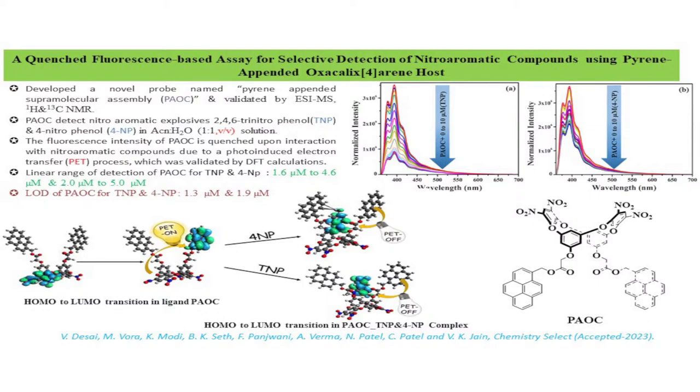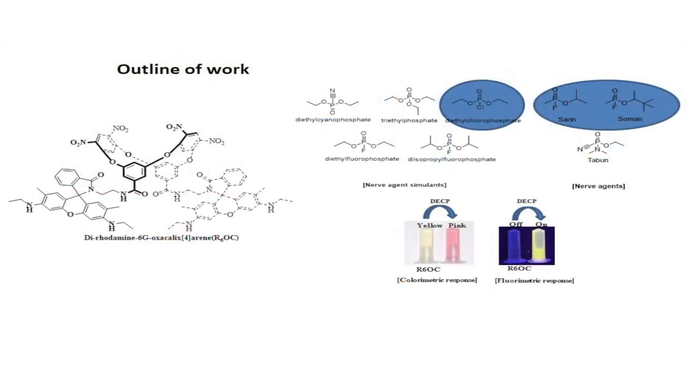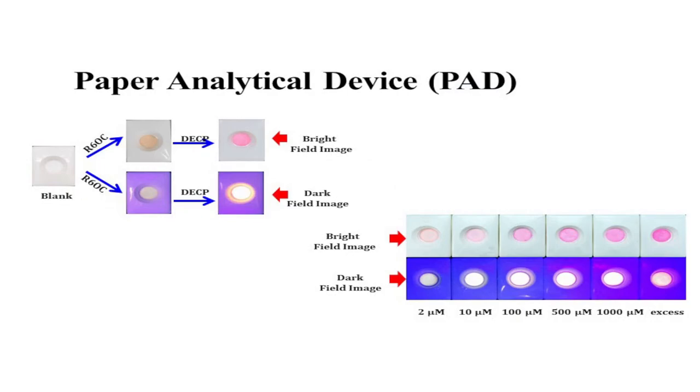Now, this is again here. That rhodamine-based oxacalixarene has been found to be selective for DECP. It is not dimethyl, it is diethyl chlorophosphate, again a simulant for nerve agents. And we have tried to make a paper device. There is a bright field image and the dark field image. These are the concentrations, and we get this particular image just by using our R6OC, this rhodamine-based oxacalixarene, for DECP, diethyl chlorophosphate.